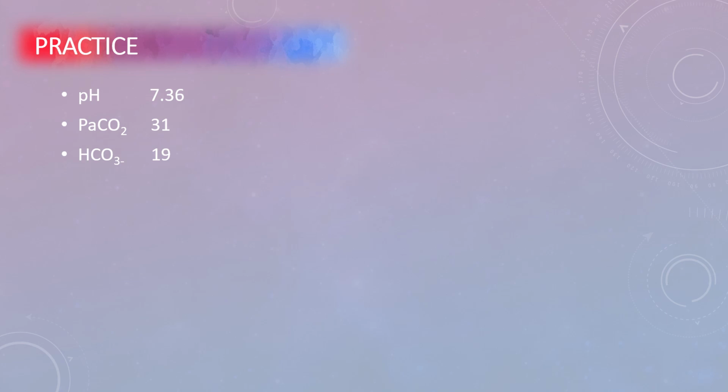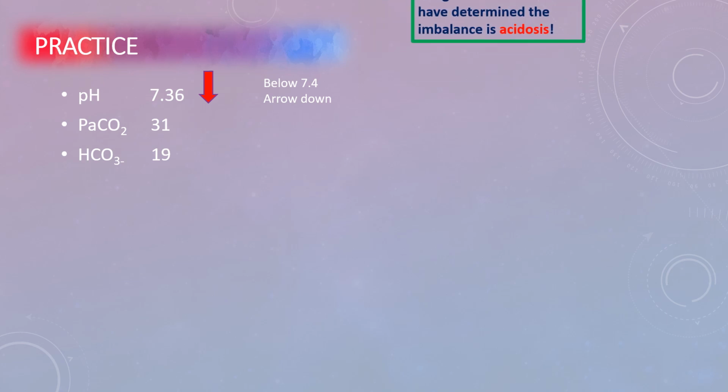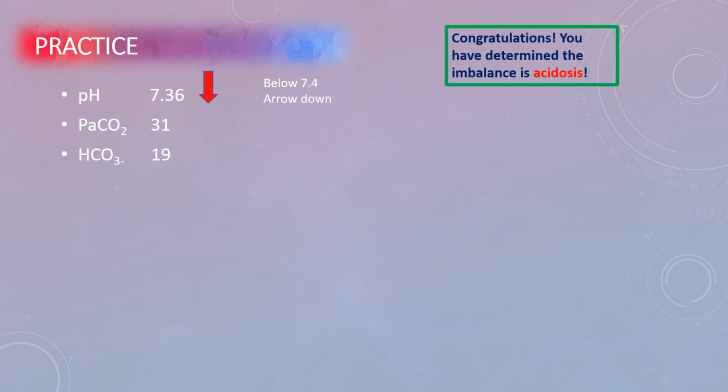Now we have a pH of 7.36. That's below 7.4. We put an arrow down. Congratulations, we've determined the imbalance is acidosis.